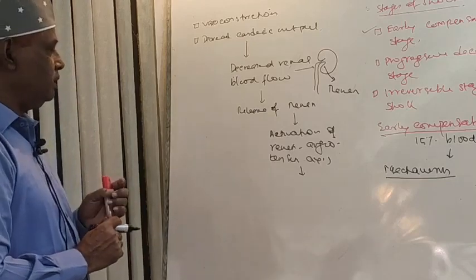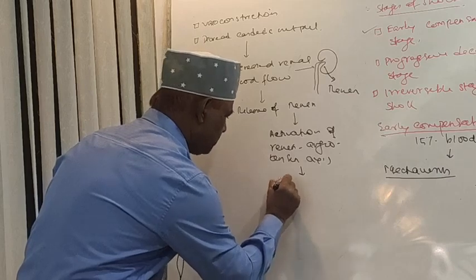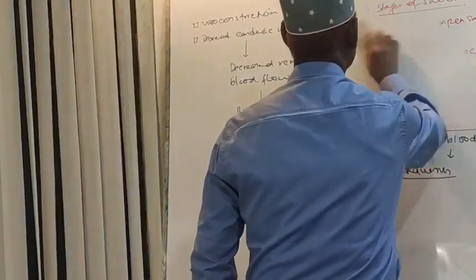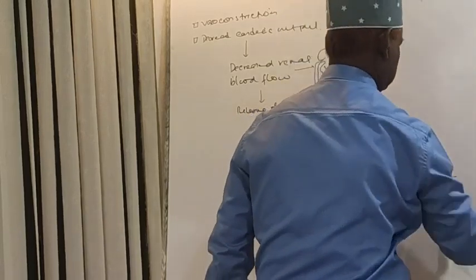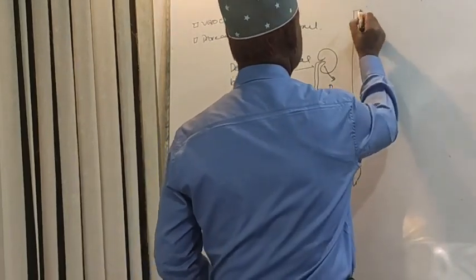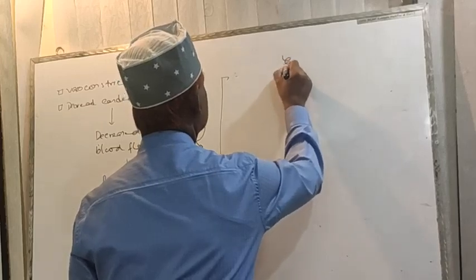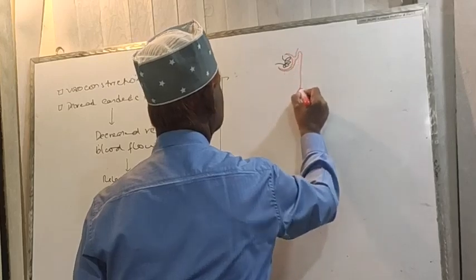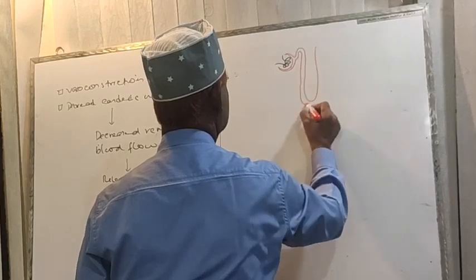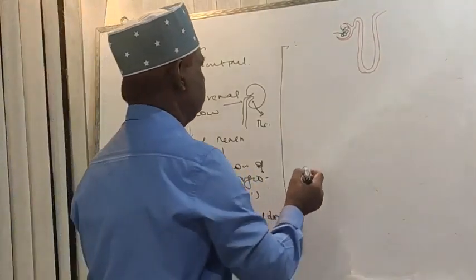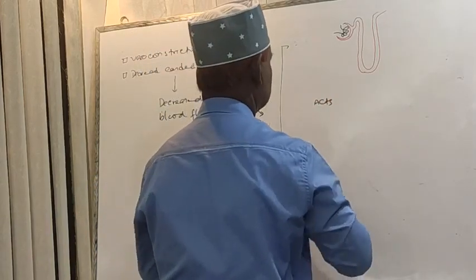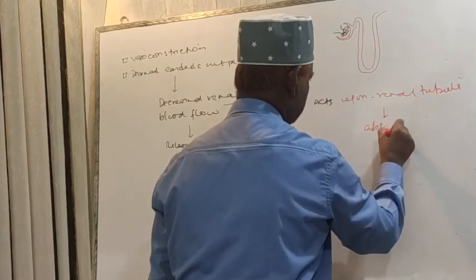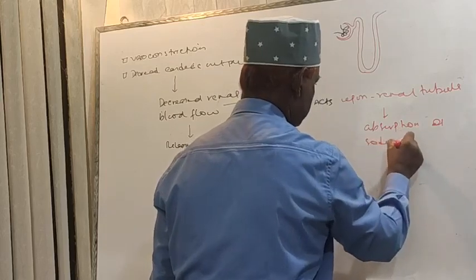Following activation of the renin-angiotensin axis, there will be release of aldosterone. And this aldosterone acts upon the renal tubules, and there is absorption of sodium and water.